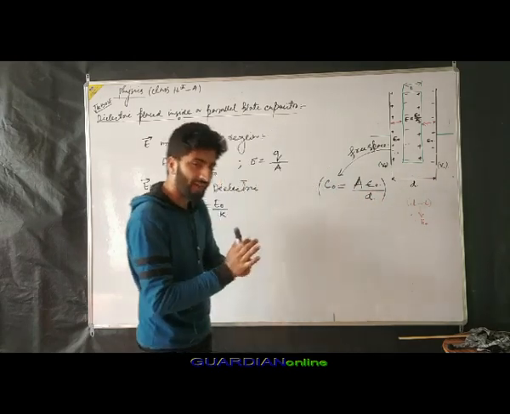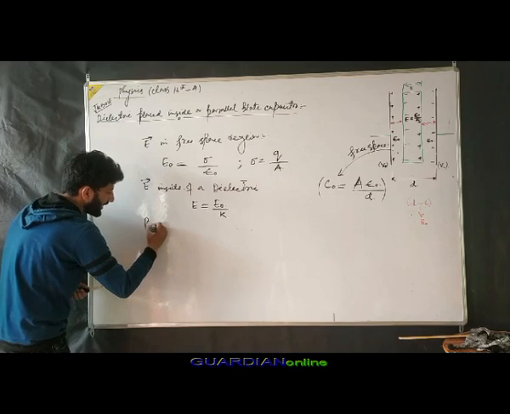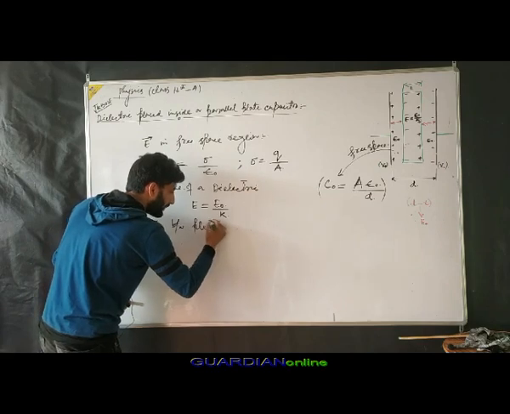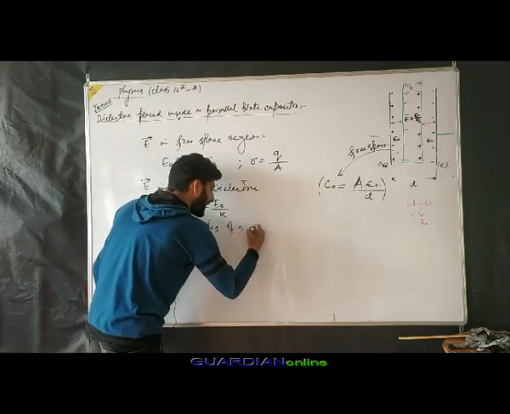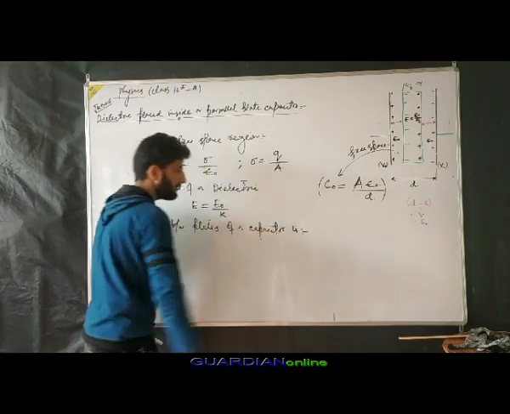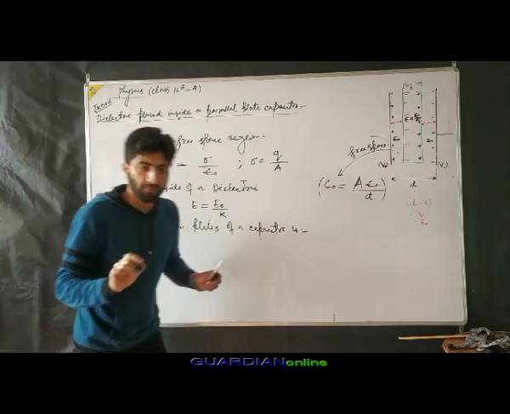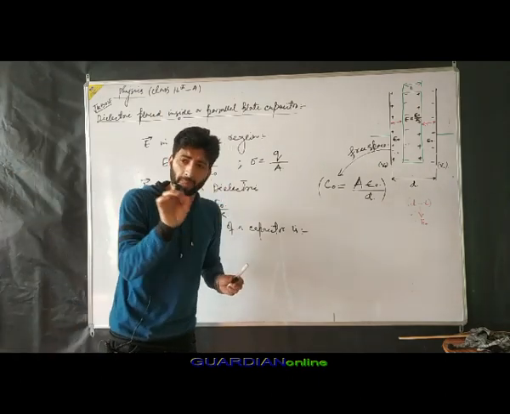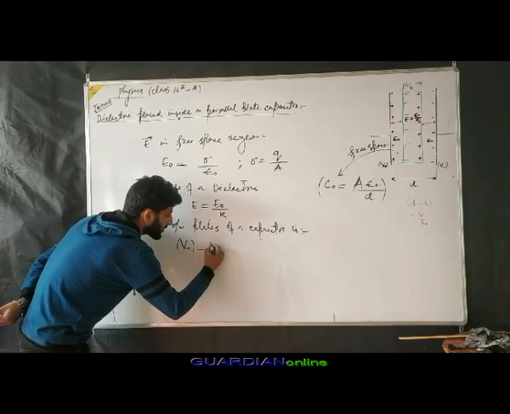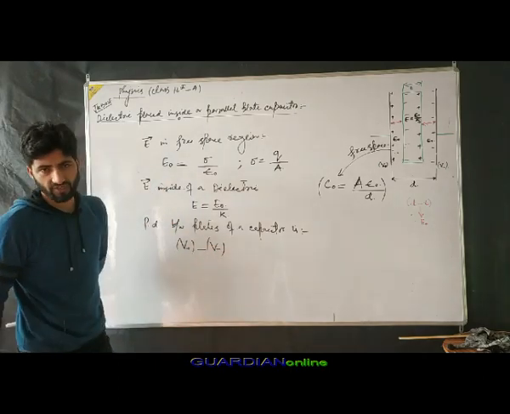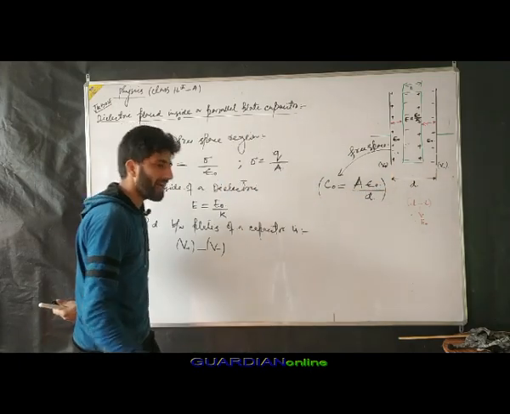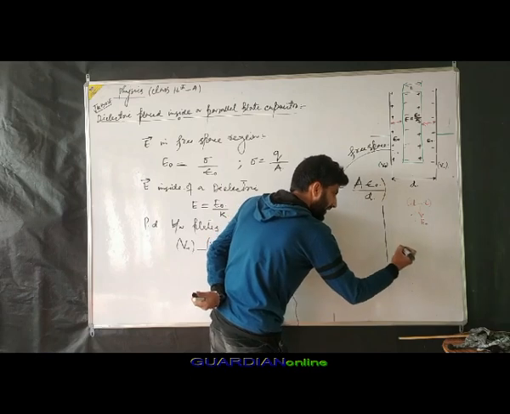So the potential difference between the plates of a capacitor is simply V positive minus V negative, this higher potential minus this lower potential.